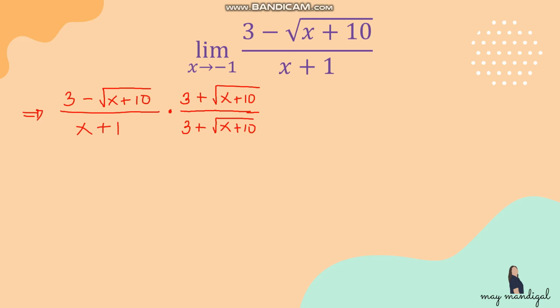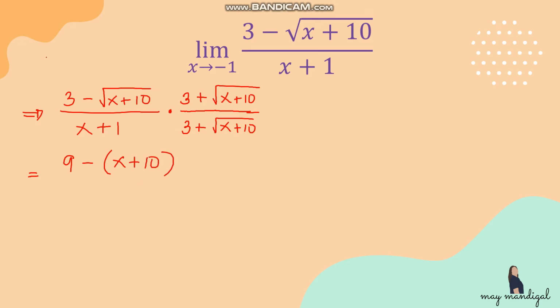So multiplying this, the numerator here will become, if you want, you can do the FOIL method. You multiply this one by one. Or since they are just the same terms with different signs, we can just write it as a square of binomial. So you square this, so that will be 9. And then the sign will be negative. And then square also the second term, the square root of x plus 10. So that will just be x plus 10.